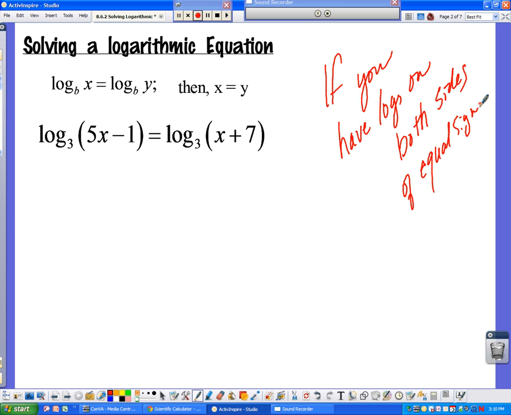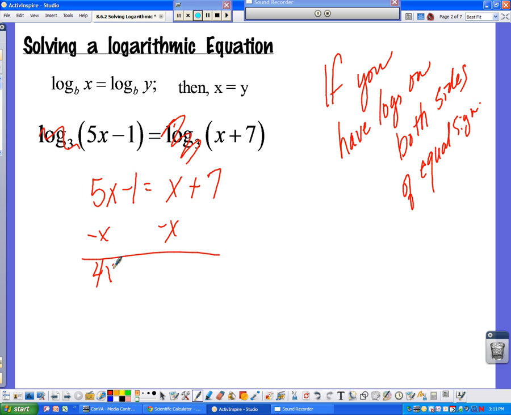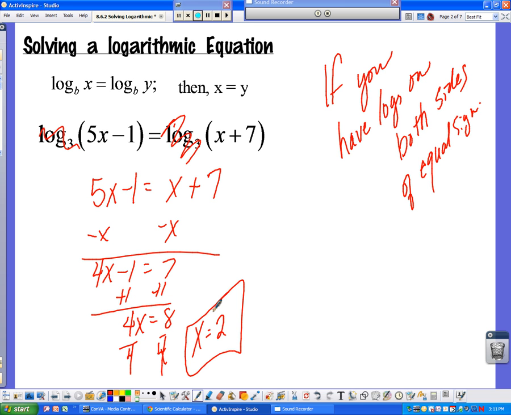All you have to do is you basically knock off the logs. And it turns into 5x minus 1 equals x plus 7. Okay? So then just solve it like you would a normal equation. Add 1. So 4x equals 8. Divide by 4. So x equals 2. Okay? So just knock off the logs. So it's really that simple. Not a whole lot to it.